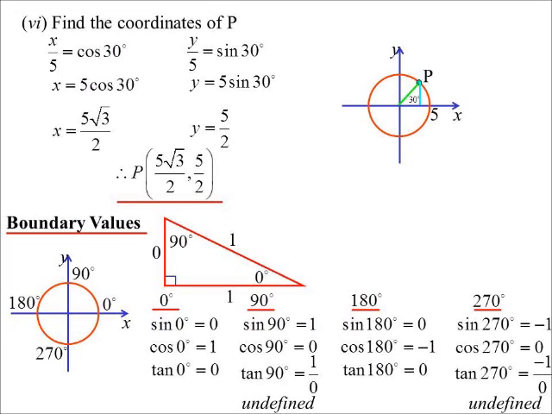270, there we go. Oh, negative undefined. Well, still just undefined. We don't call it negative undefined. And then we'd be back to 360. Reality is, with boundary values, you can just punch the button on your calculator. It's going to come up 0, 1, negative 1, or error on your calculator would be the undefined.